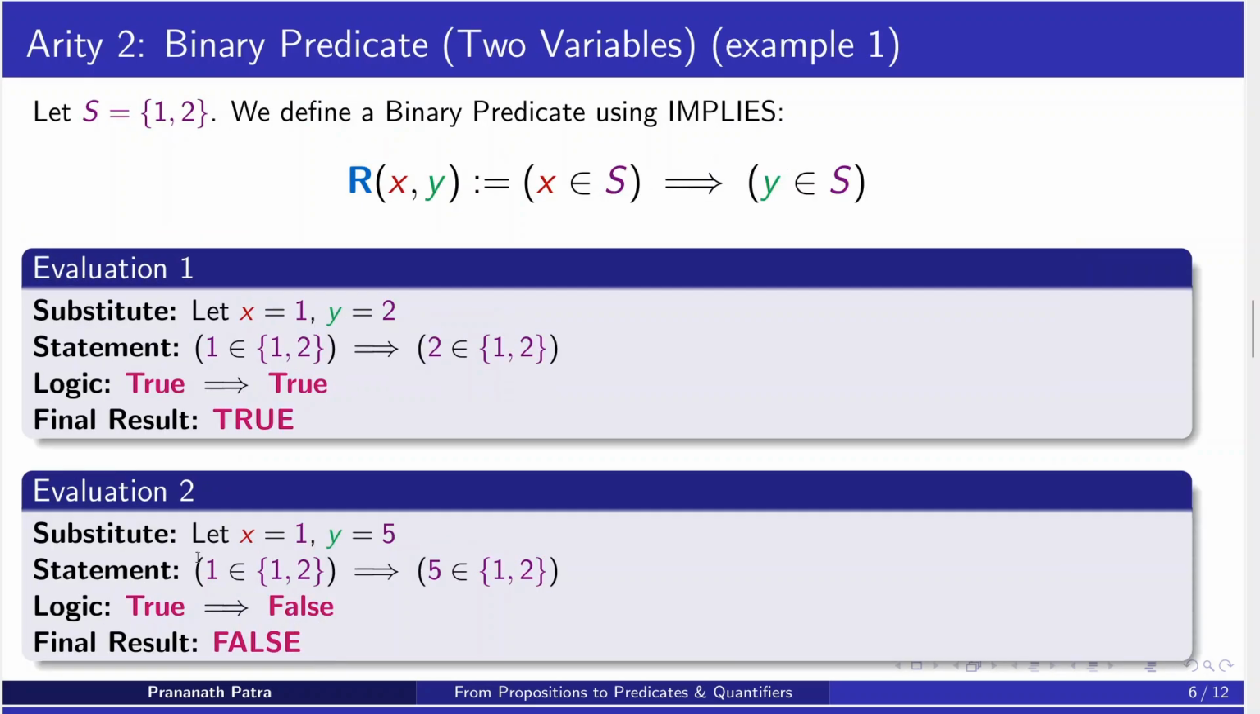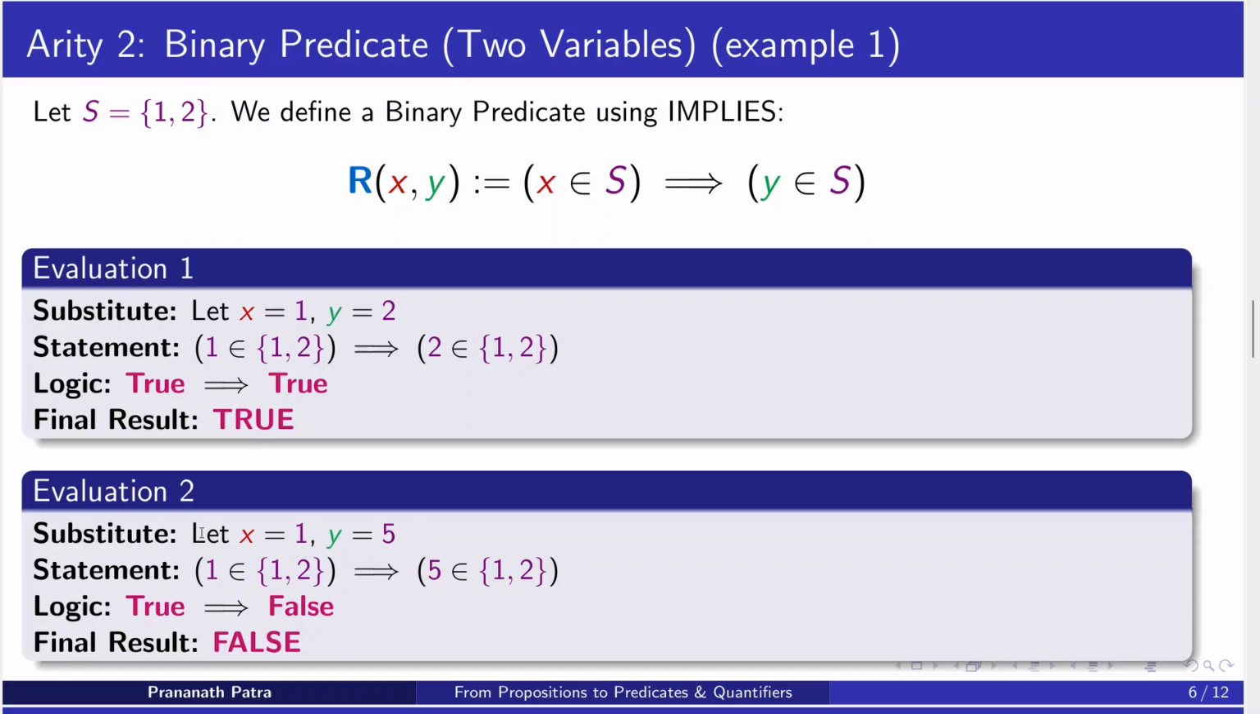Next, let's examine a predicate with arity 2. This is a binary predicate which uses two variables. Let's set S be 1 and 2. We define a binary predicate using the implies connective. Let R of x, y be defined as x is in S implies y is in S. For our first evaluation, let x equal 1 and y equal 2. Our statement becomes 1 is in S implies 2 is in S. Logically, this translates to true implies true. The final result is true.